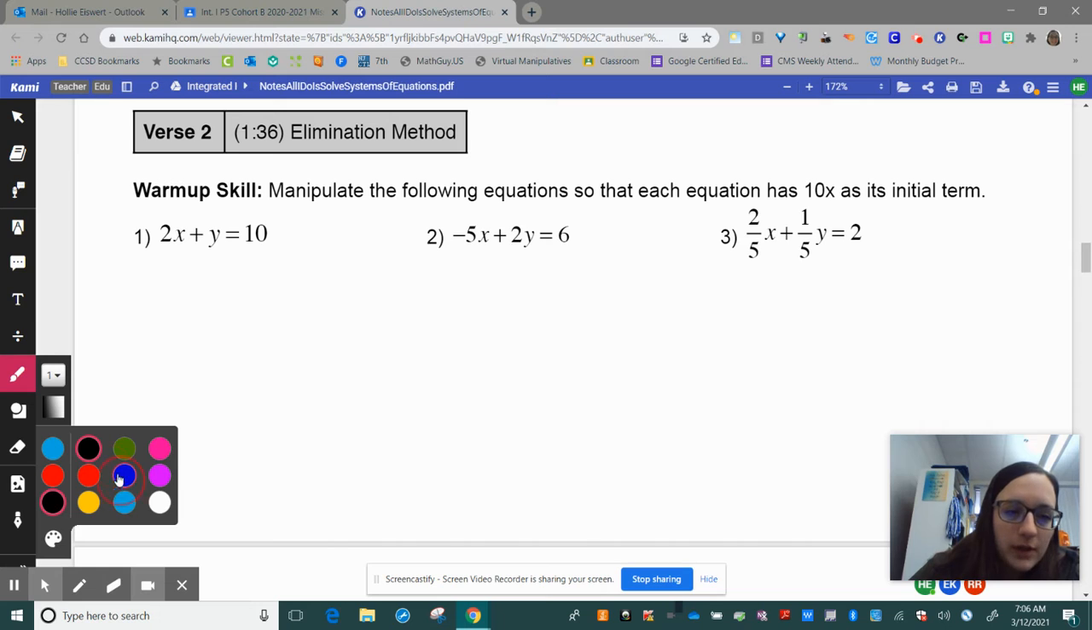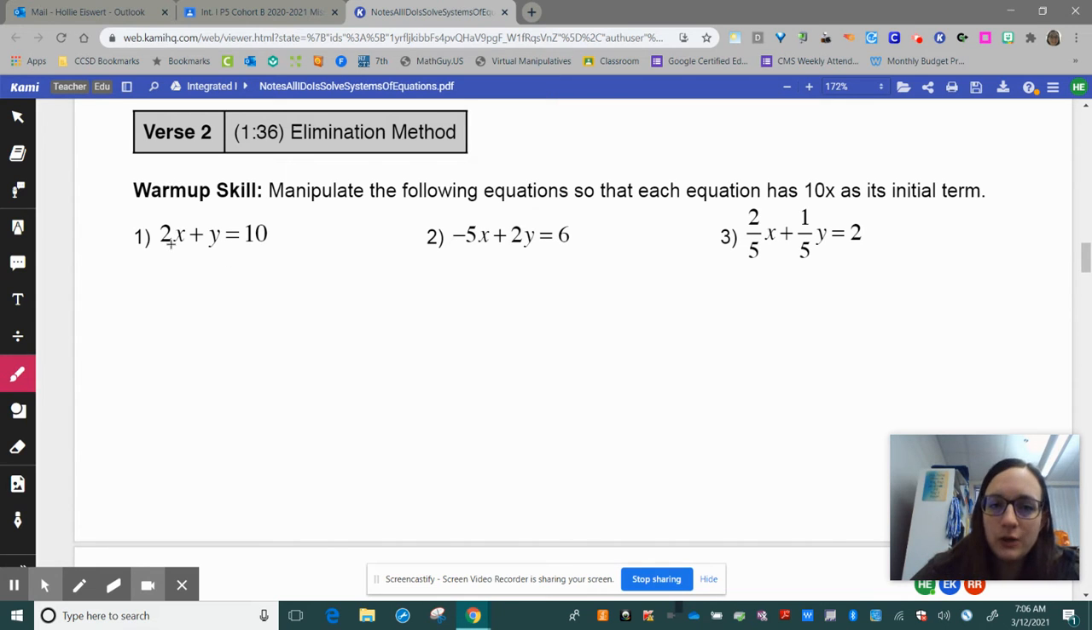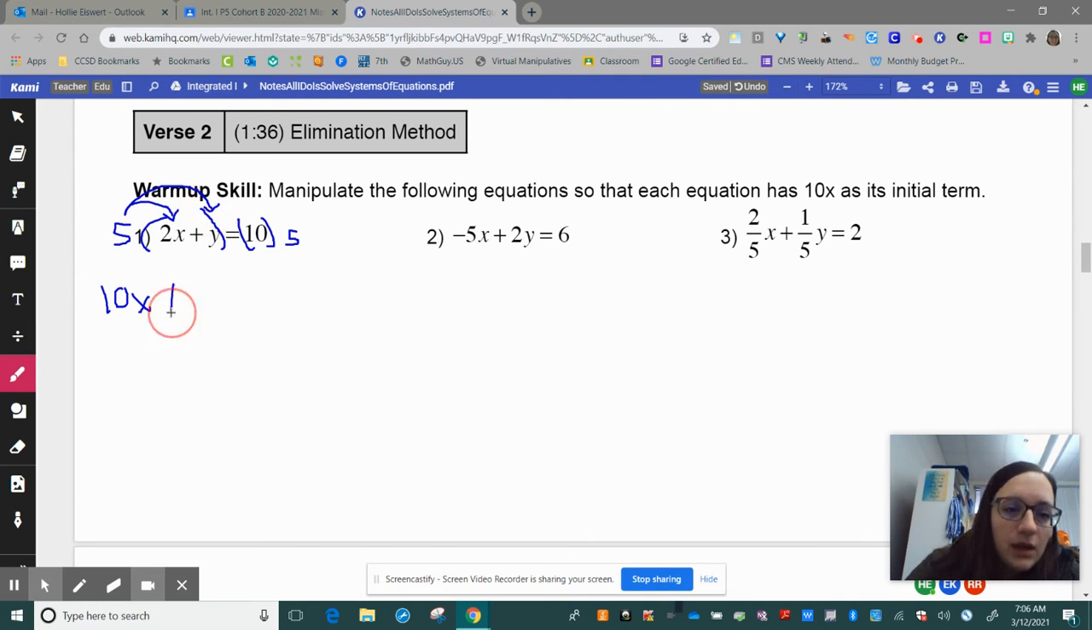So in our first one here, if we want to get 2 to be 10 and we want to keep everything equivalent, we can multiply everything by 5. We do the same to both sides. That way 5 times 2x is 10x. That's what we wanted. And then everything else still gets affected. So we have 5 times y is a positive 5y. And whatever we do to one side, we do to the other. So 5 times 10 is 50, and it's set up ready to go.